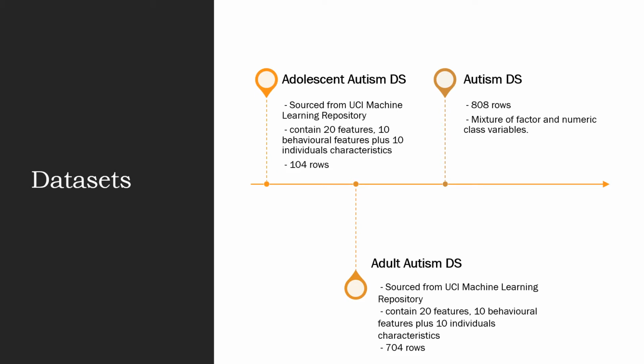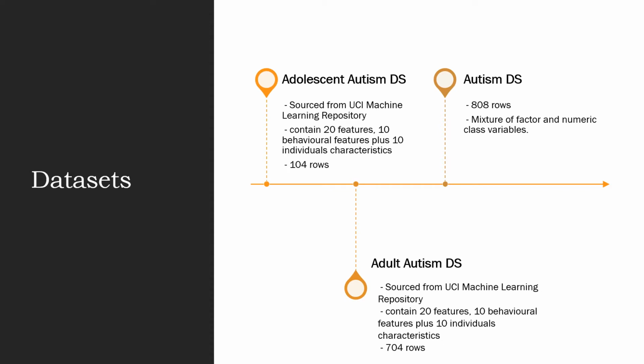The dataset was sourced from the UCI Machine Learning Repository and focused on autism screening in adults and autism screening in adolescents. Each of the datasets contains 20 features: 10 behavioural features, plus 10 individual characteristics that have proven to be effective in detecting ASD from controls in behavioural science. Both datasets have the same attributes, which are described as things such as age, gender, ethnicity, and born with jaundice.